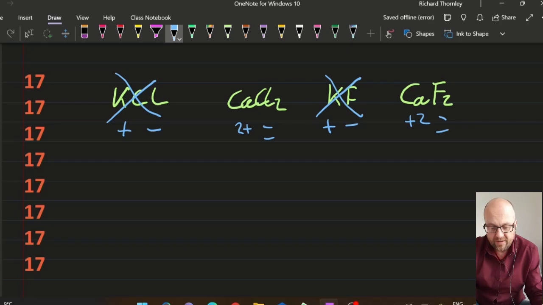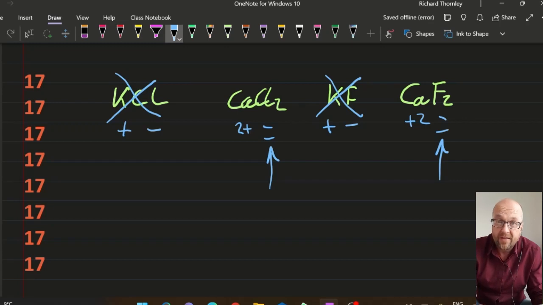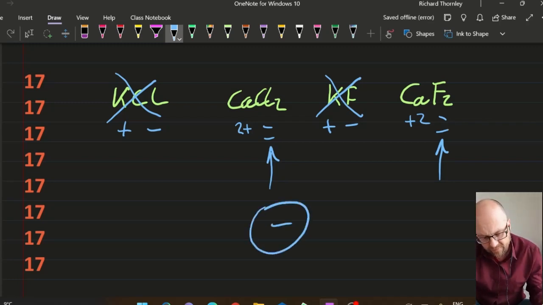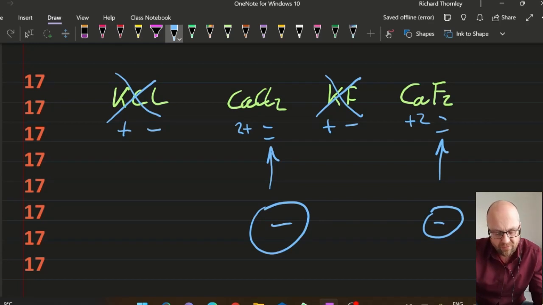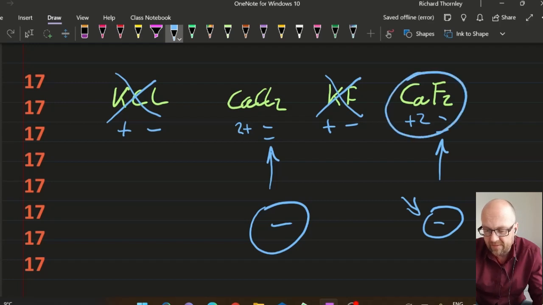So then the question is, what's more attractive, the chloride ion or the fluoride ion? The more attractive it is, the higher the lattice enthalpy, the more energy you need to put in to break apart the lattice into its gaseous ions. Now, chloride is bigger than fluoride, so that means fluoride must have a higher charge density. It's got a smaller volume, so it's going to be that one. 17D, 17D.